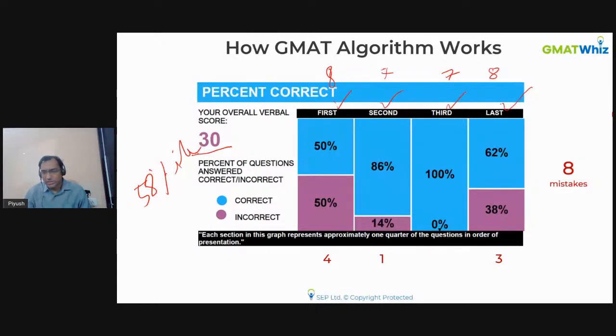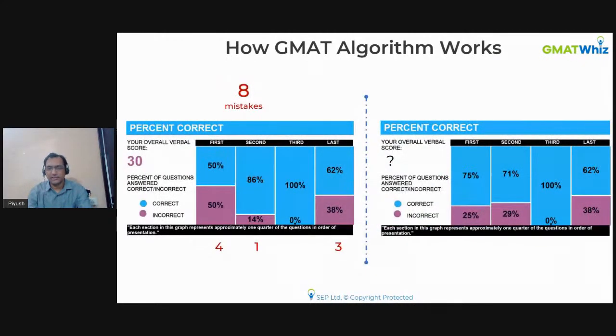I'll take another question. Divyanshu is asking, in which quarter do these experimental questions come? Divyanshu, GMAT doesn't reveal it, so we cannot be sure where the experimental questions are and which ones they are. So keep this data point in mind, and I'm now going to show you another ESR report of another student.